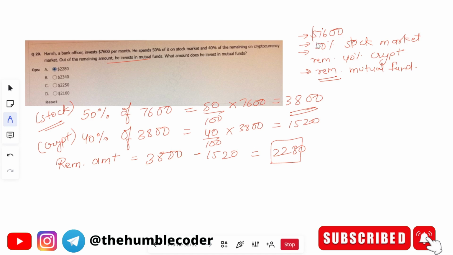Because that is what we have to find. See, initially he had 7,600. Out of that, 50% he invested in stock market, which means 3,800 he invested in stock market. Then we were left with 3,800, and out of that, 40% he will invest in cryptocurrency, which means 1,520 he will invest in cryptocurrency. So out of the 3,800, if 1,520 is gone, we are left with 2,280. This is the amount that he is left with, and he will invest all of this in the mutual fund. So the correct answer is going to be option A. Hope you have understood it. Let's move on to the next one now.